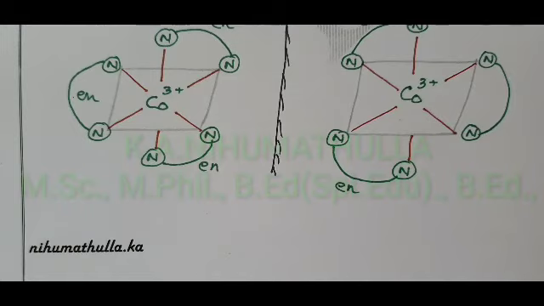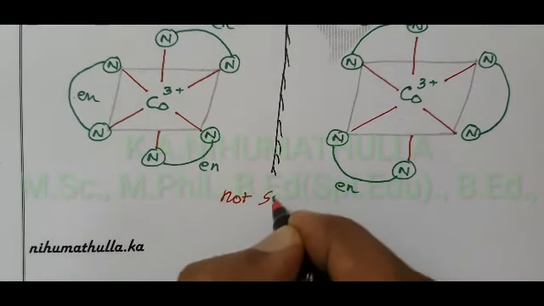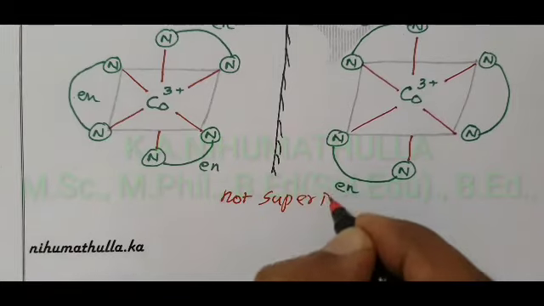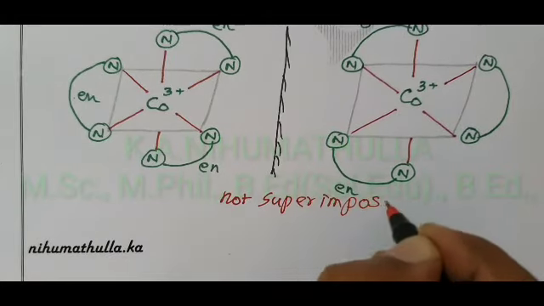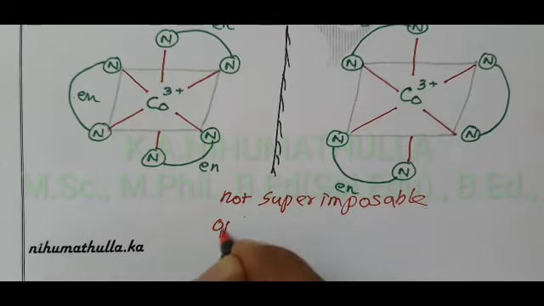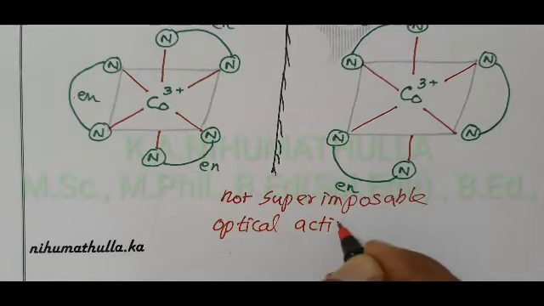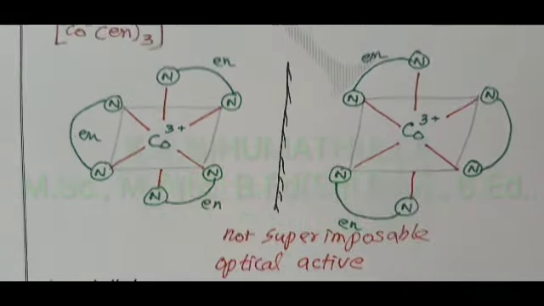The compound and its mirror image are not superimposable. If they are not superimposable, they are called optical isomers. Optically active compound, optical isomers.